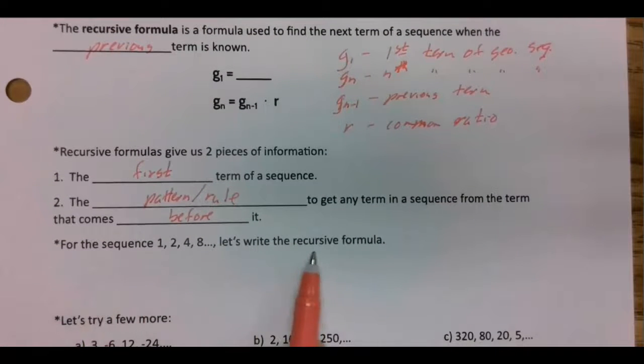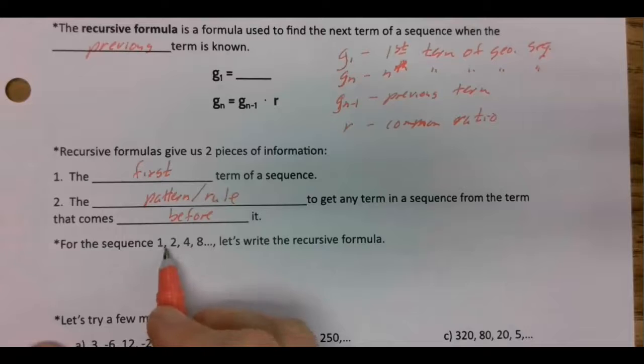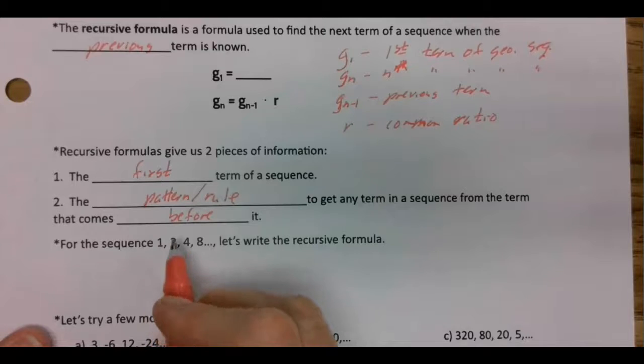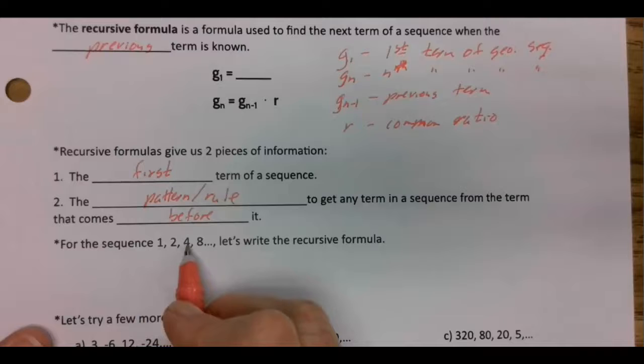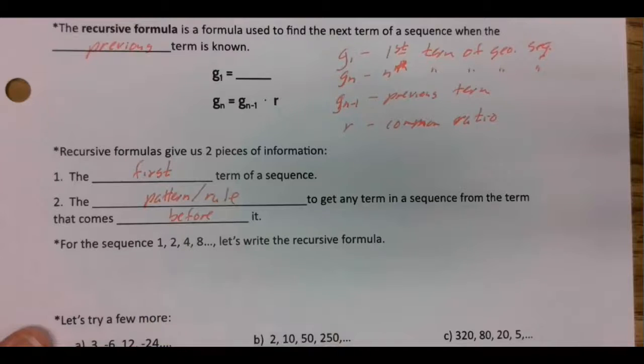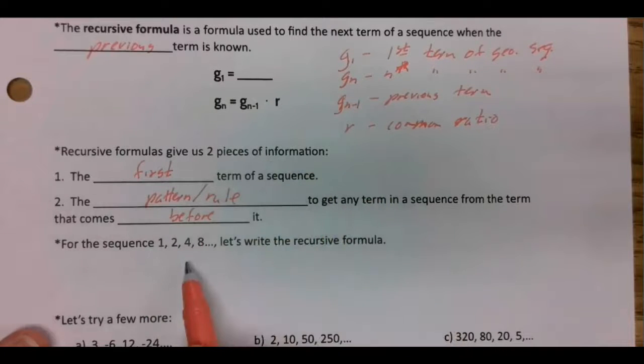For this sequence, let's write the recursive formula. One of the things that you're going to be asked to do on the test is identify if it's geometric or arithmetic. So if I would try to find the common difference, 2 minus 1 would be 1. Can I take 2 plus 1 and get 4? So that tells you this is not an arithmetic sequence. This is a geometric.